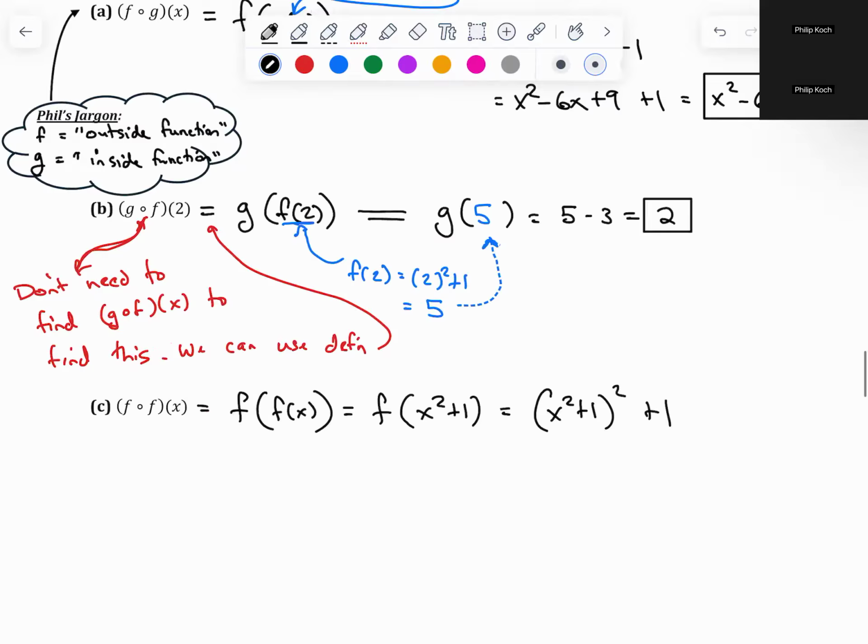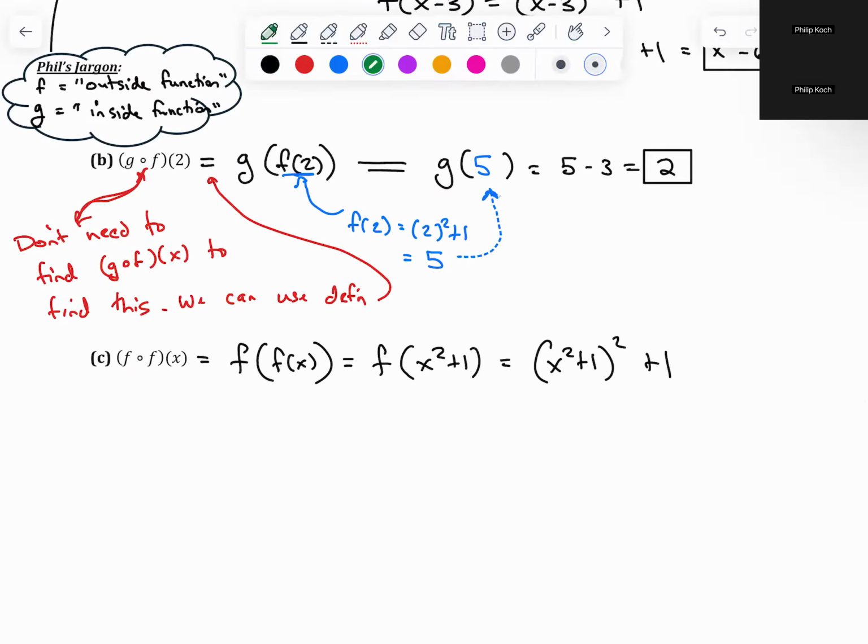If it helps you visualize it, remember that f of a box, let me make it a rectangle more specifically. F of a rectangle is the rectangle squared plus 1. And we're just putting x squared plus 1 into that rectangle. I guess box means any type of rectangle. Square is a square.